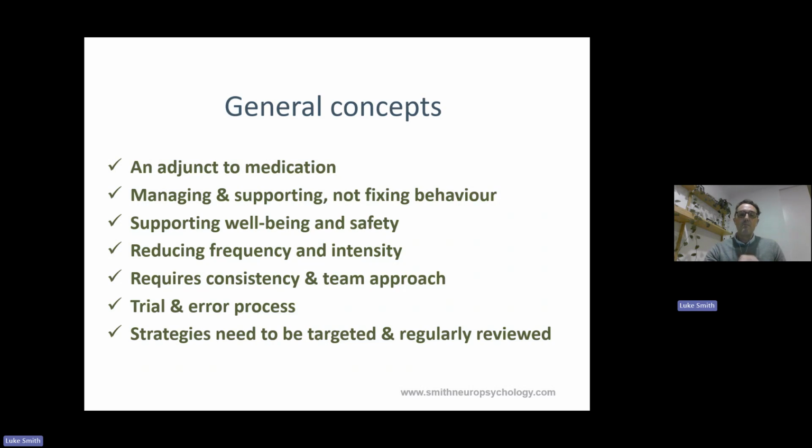Behaviour support is about managing and supporting someone's behaviour, supporting their well-being and safety by reducing the frequency and intensity of a behaviour of concern. Frequency meaning how often that behaviour of concern is happening, and intensity being how strongly it happens. It does require consistency in a team approach. It is a bit of a trial and error process.